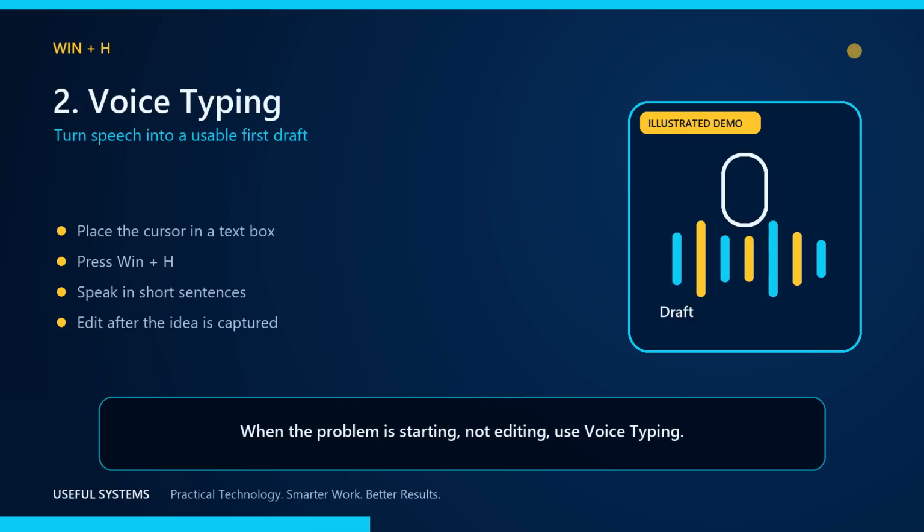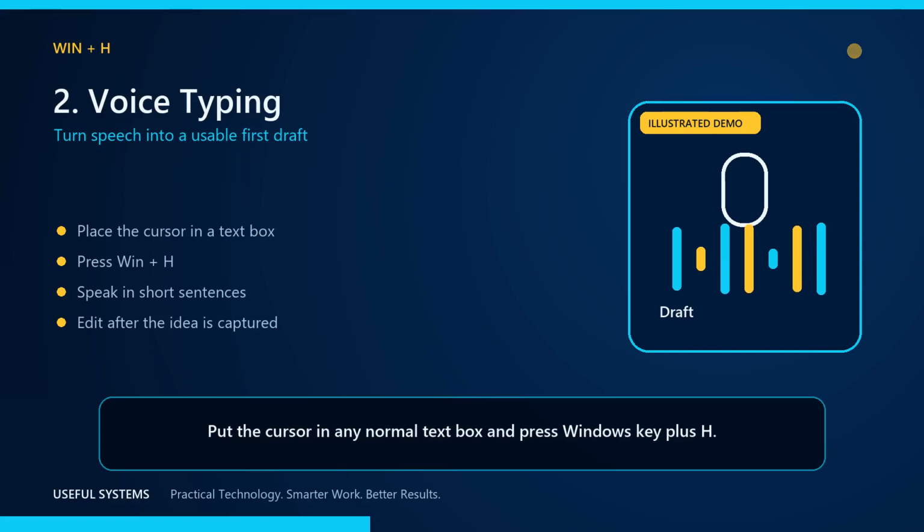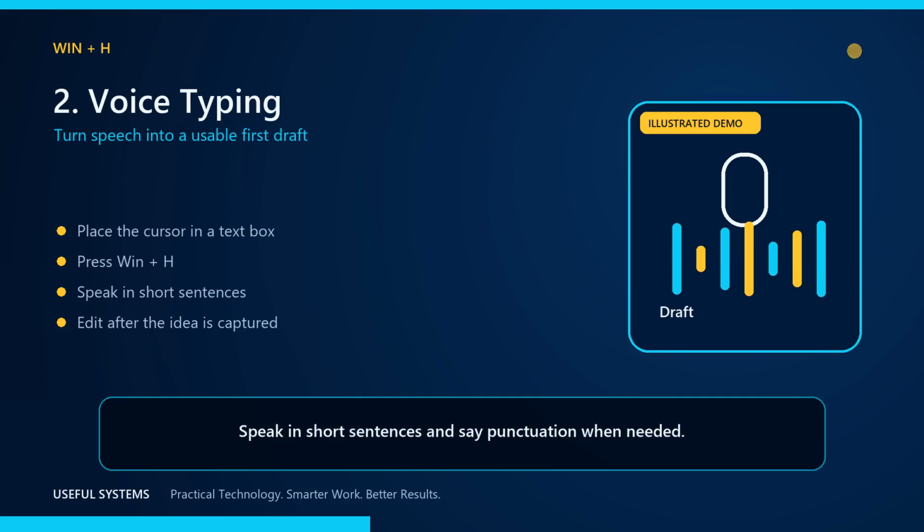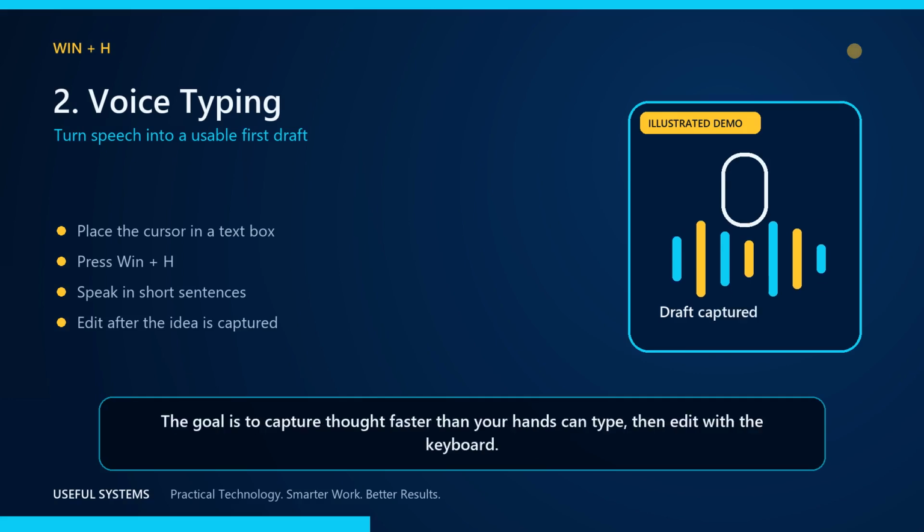When the problem is starting, not editing, use voice typing. Put the cursor in any normal text box and press Windows key plus H. Wait for the listening indicator, then speak. This is useful for email drafts, notes, outlines, descriptions, and the first version of a script. Speak in short sentences and say punctuation when needed. Do not expect a perfect final document. The goal is to capture thought faster than your hands can type, then edit with the keyboard.